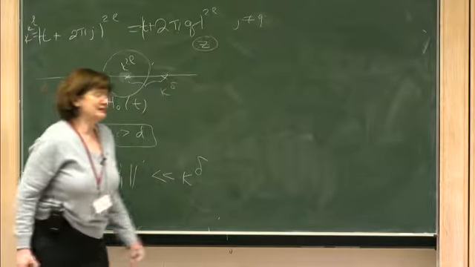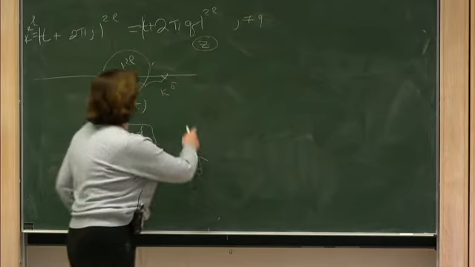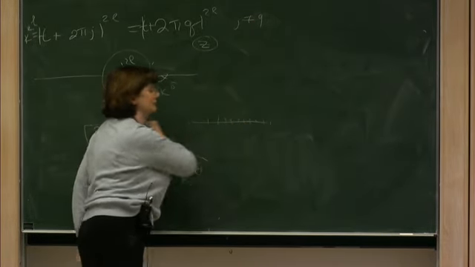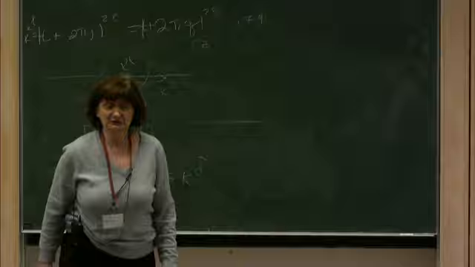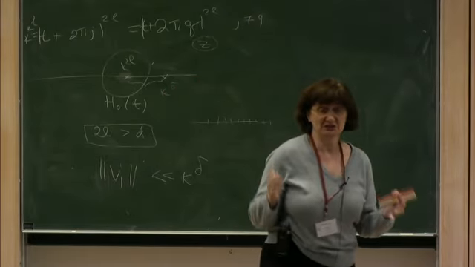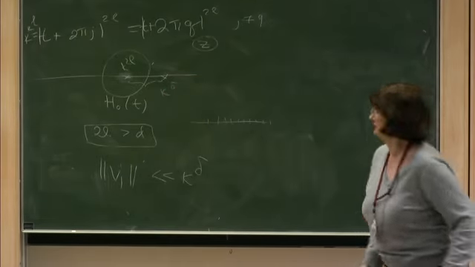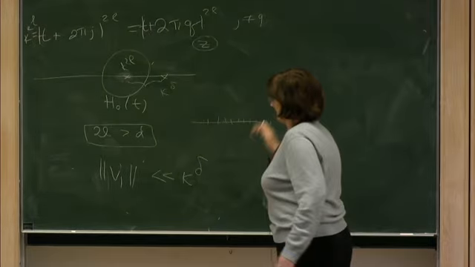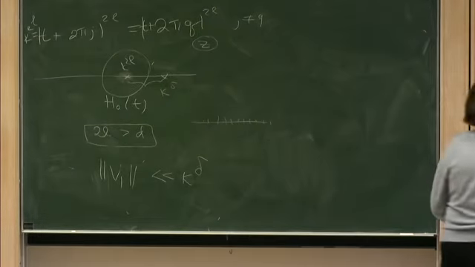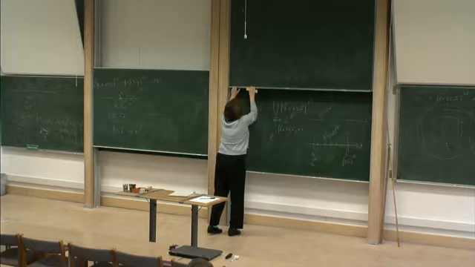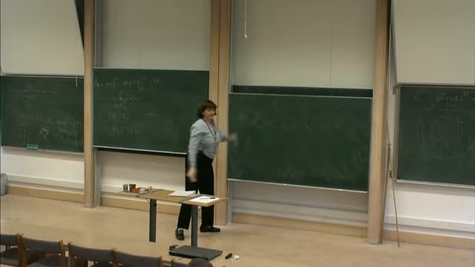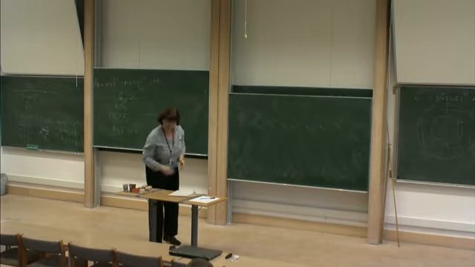Because if 2L is less than D, then in principle the eigenvalues are located so close that there is no hope to write anything just as a regular perturbation series. What do you do in this case? Let me explain a little bit what we can do.